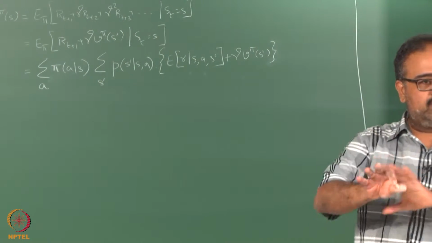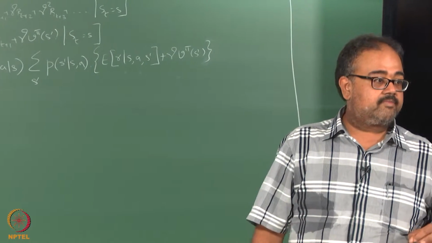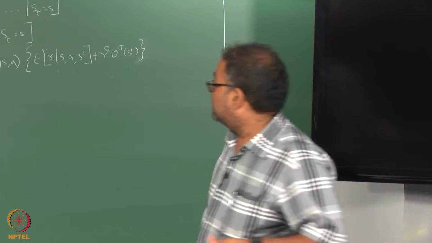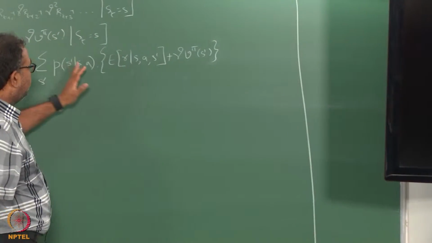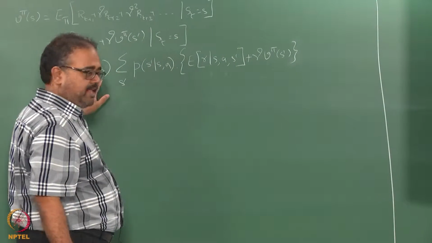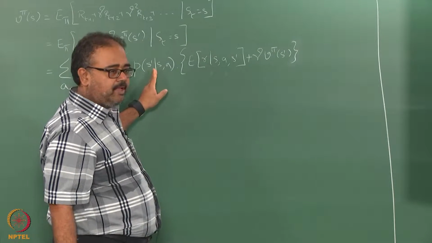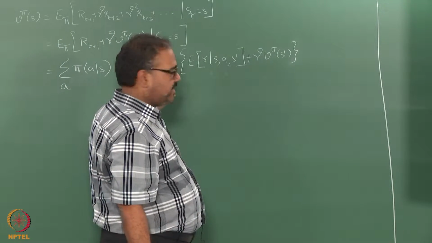Okay, is it clear how we got this, right? This one, right? So I have an S, A. I picked an A first, then I pick an S prime according to P. Now I have S, A, S prime, right?